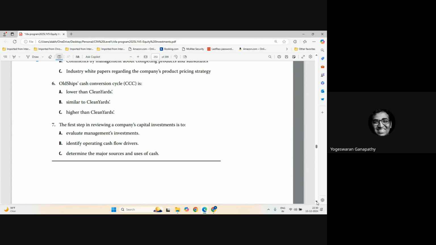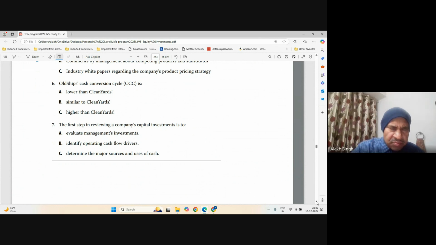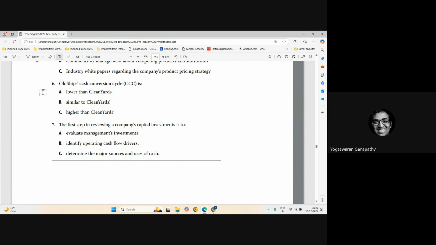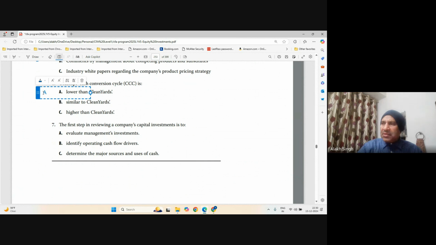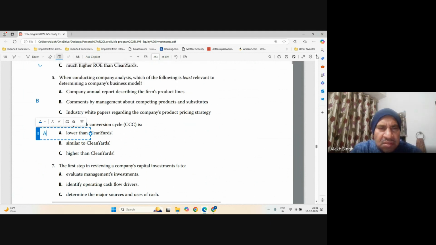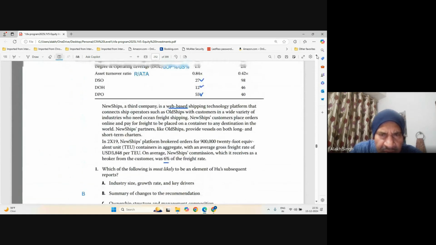Old ships cash conversion cycle is higher, similar, or lower than clean yards? Cash conversion cycle should be lower for old ships, because all the 3 ratios were better. Yes, because it is receiving cash very quickly. First of all, its cash conversion is negative because it was not paying the suppliers and receiving quicker. That was 27, and here it is receiving in just 27 days.